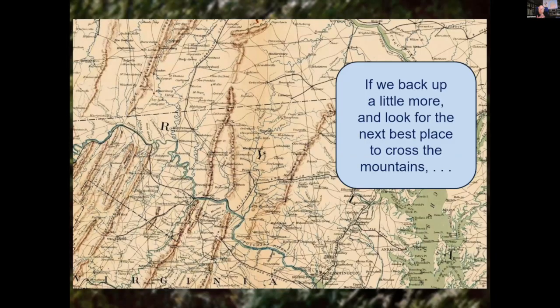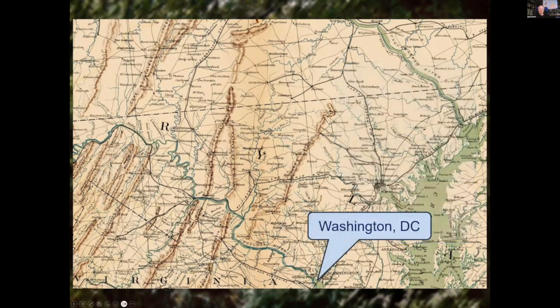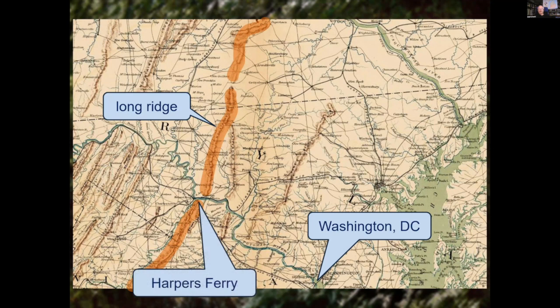If we back up this map a little bit farther and look for the next best place to cross the mountains, if you can't win Harpers Ferry, but you want to get across the mountains so that you can attack Washington, P.S. This map was actually made in 1862, right in the middle of the war. So there's Washington, D.C. There's the Potomac River running through there. There's the Long Ridge, those steep, rugged mountains like that. There's Harper's Ferry, the gap through the mountains. There's Antietam, fought for control of Harper's Ferry.